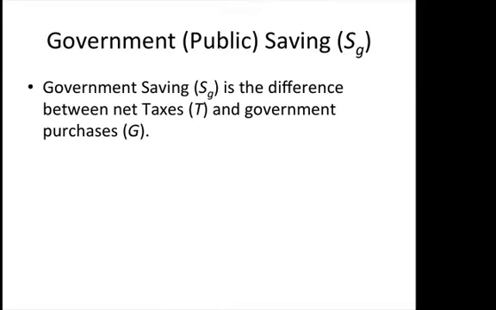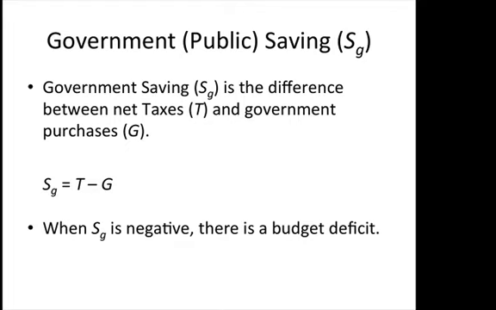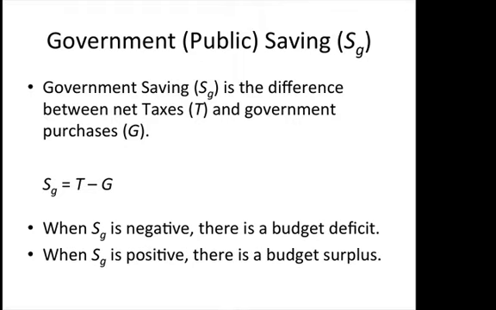Now let's talk about government saving. Government saving is the difference between net taxes and government purchases. All right, we've seen this before. So, here's something you may not be too familiar with, even though it might have been mentioned a few times. When government saving is negative, the government is running a budget deficit, and when government saving is positive, there is a budget surplus.